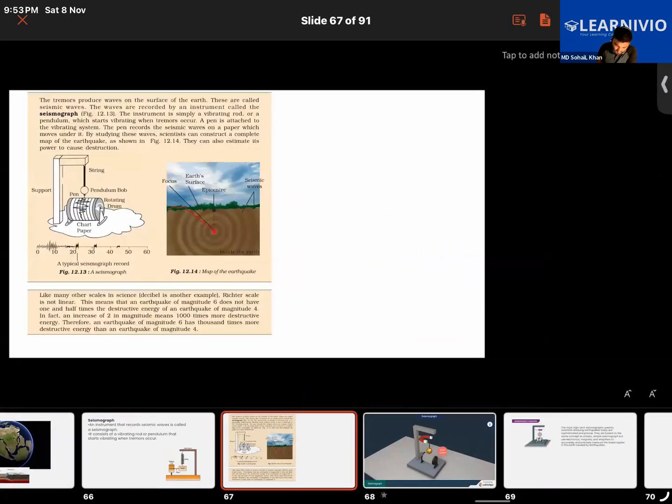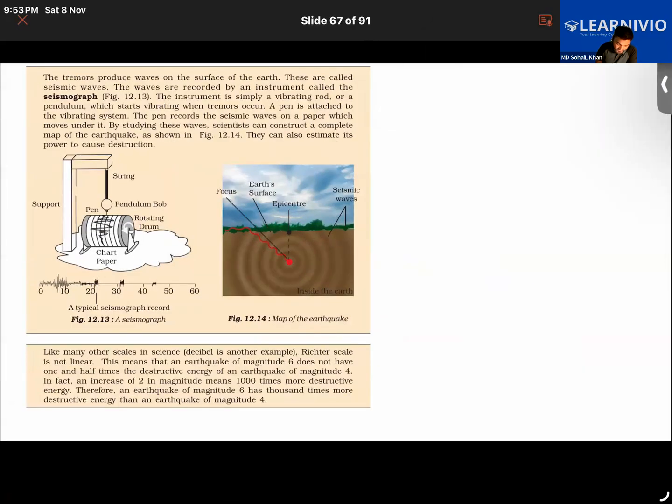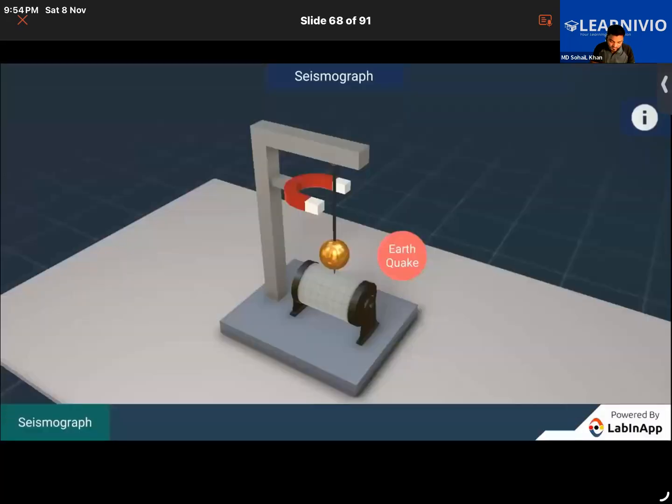Okay. So that is what is being explained here in the NCERT: like many other scales in science, decibel is another example, the Richter scale is not linear. This means that an earthquake of magnitude 6 does not have 1.5 times the destructive energy of an earthquake of magnitude 4. In fact, an increase of 2 in magnitude means 1,000 times more destructive energy. Therefore, an earthquake of magnitude 6 has 1,000 times more destructive energy than an earthquake of magnitude 4. Okay, no? So that is the thing over here.